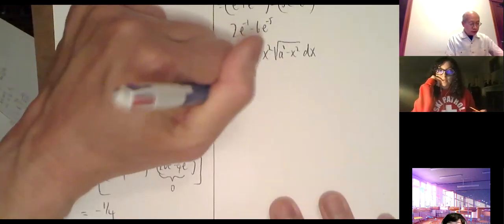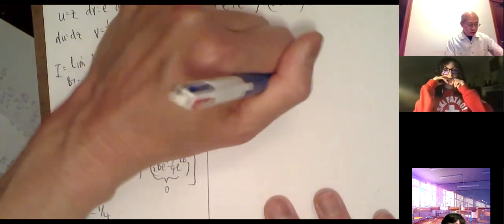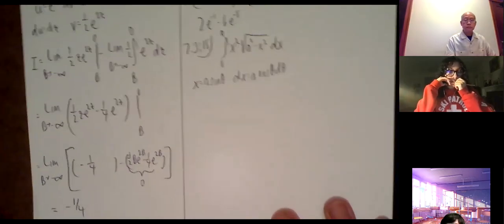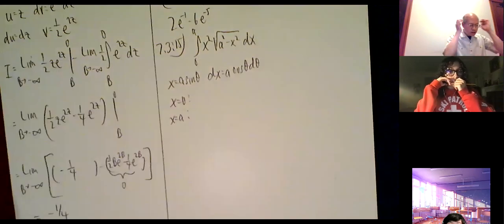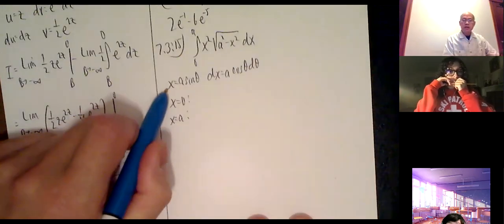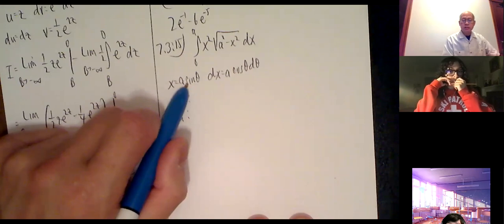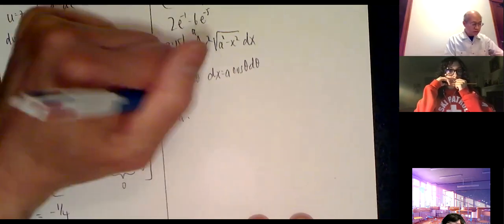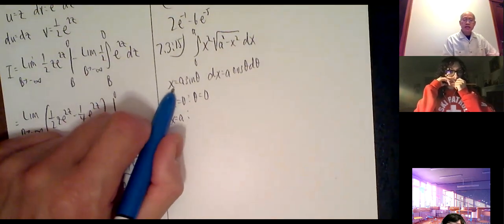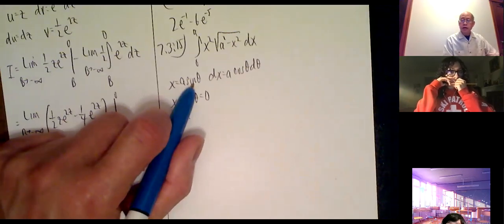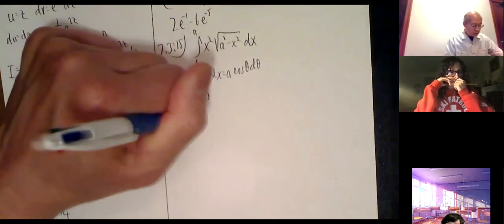All right, so x equals a sine theta, dx equals a cosine theta d theta. Okay, x equals 0, x equals a. If x is 0, then sine of theta is 0, so theta is 0. If x equals a, equals a sine theta, well, that means sine of theta is 1. The sine of what angle is 1? Pi over 2.